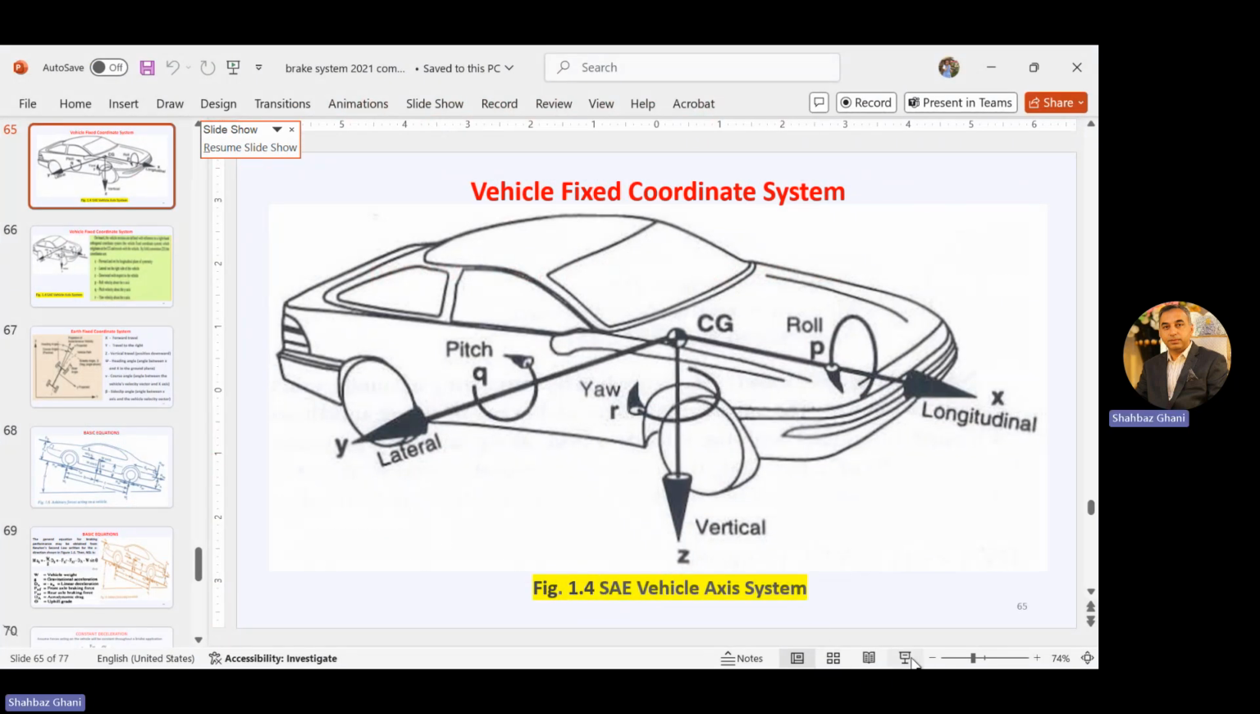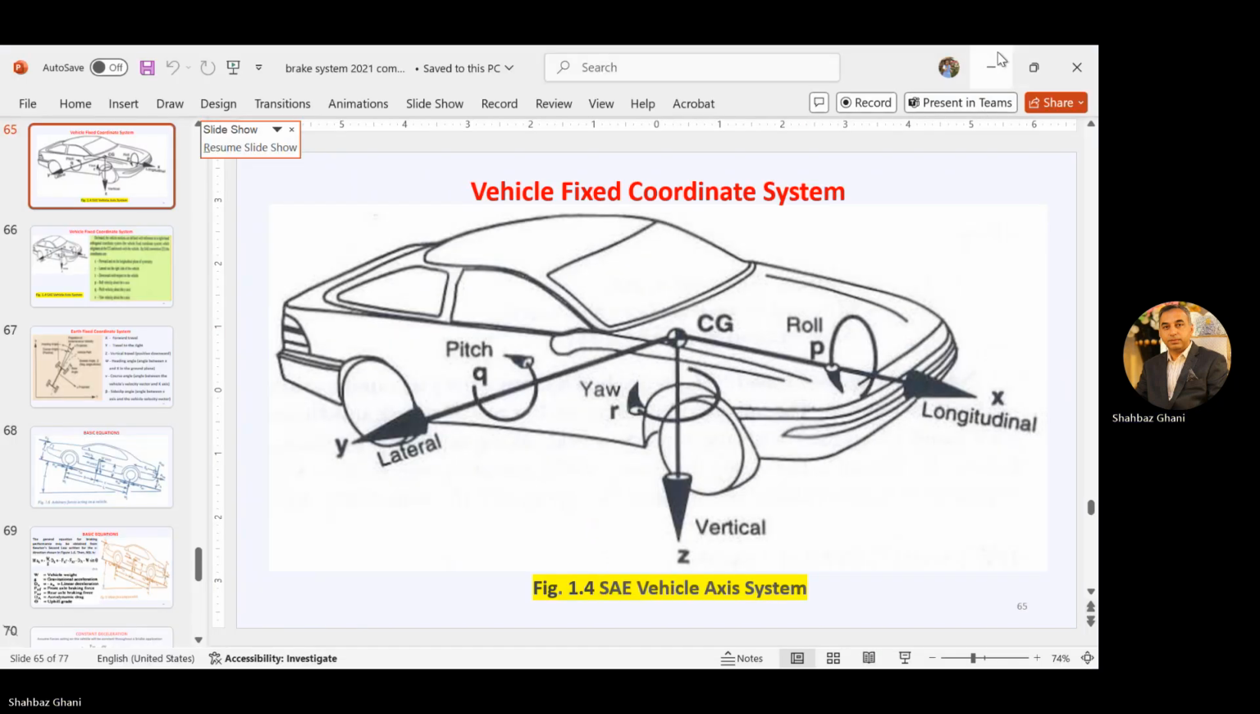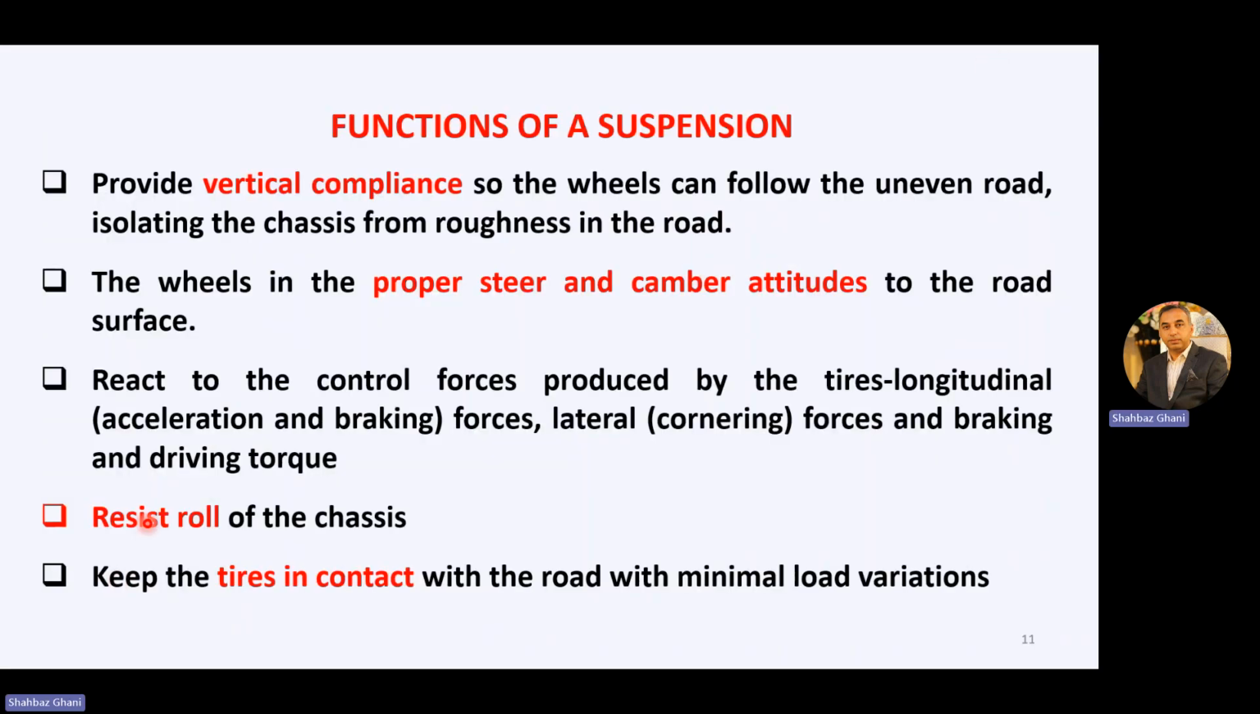This diagram. Roll is in your longitudinal direction, the x-axis. So we have to cater for this: resist roll of the chassis, and keep the tires in contact with the road with minimal load variation.